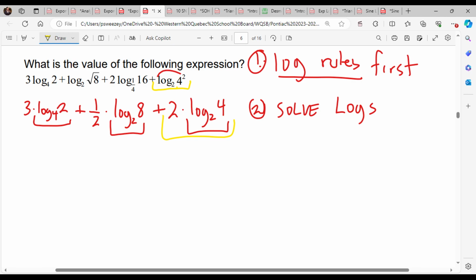This is just one way. If you prefer to say 4 squared and then go 2 to the power what would give me that value, that works as well.